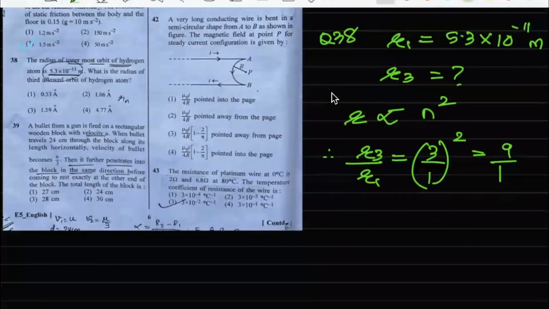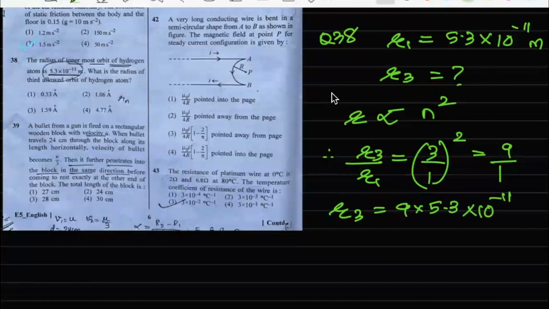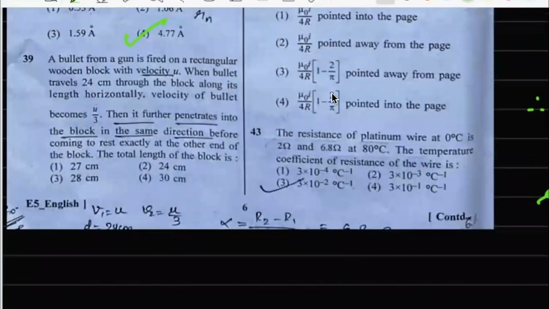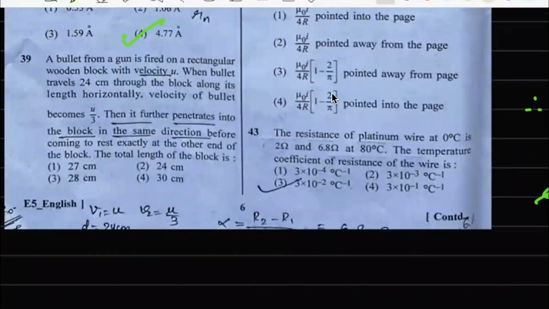So is that an option? 9 times 5.3 into 10 raised to minus 11. So they want it in angstroms. So again, 9 into 0.53 angstroms. So half of 9 is 4.5, or a little over 4.5 would be 4.7. Okay, 39.